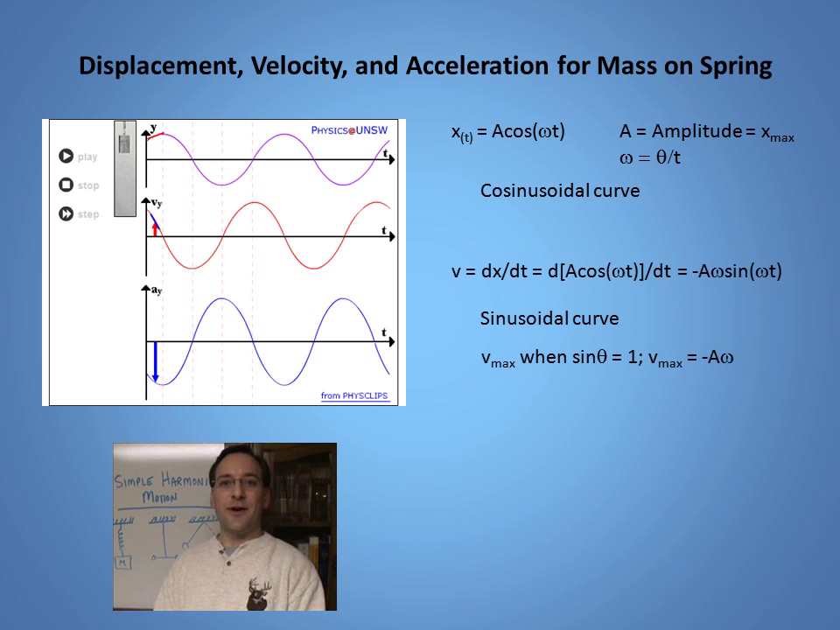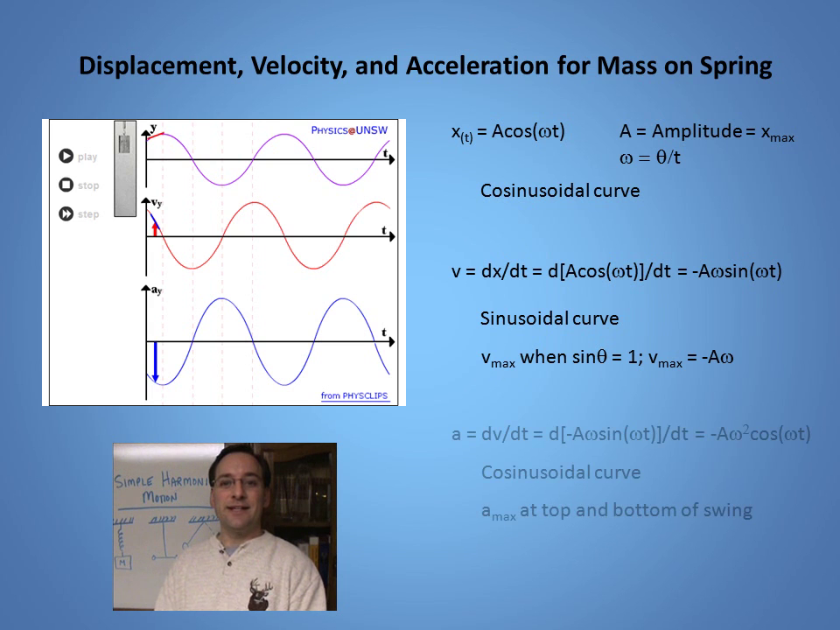The velocity is found by taking the derivative of x with respect to time, and when we do that we'll get negative A omega sine of omega times t, and this is a sinusoidal curve. We'll get the maximum velocity when sine theta is equal to 1, and that occurs at the pi over 2 and 3 pi over 2 marks there. And Vmax is also then found as negative A times omega, the negative amplitude times that angular speed.